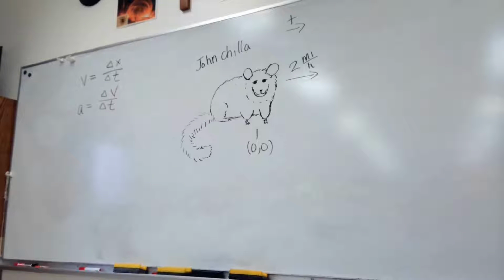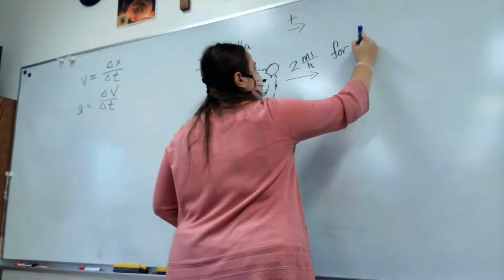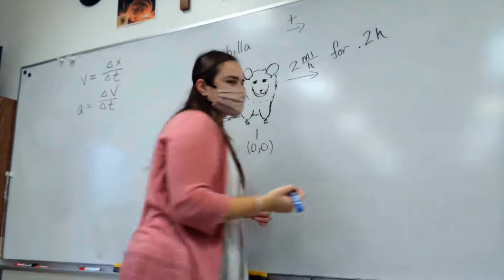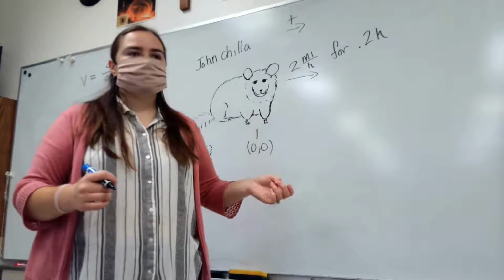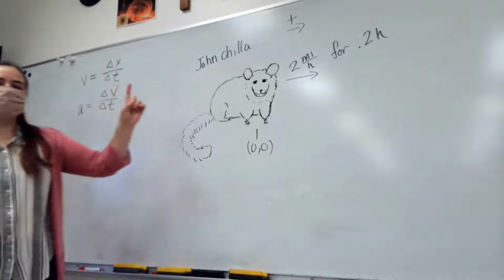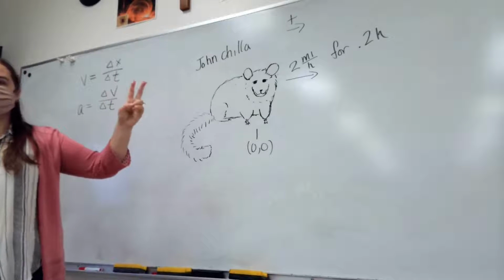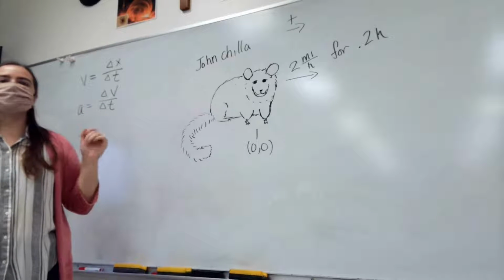We're going to have to convert if we use seconds. So we could do something like 0.2 hours if you want. Okay. That's not 30 seconds, but it's, yeah. So we could do 0.2 hours. Everybody good with that? Okay. All right, so let's say he goes 2 miles per hour for 0.2 hours. Okay? We want to know how far John Chilla has gone. Okay? Now, we have a speed or a velocity, and we have a time, right? We're looking for a distance or a change in our position.